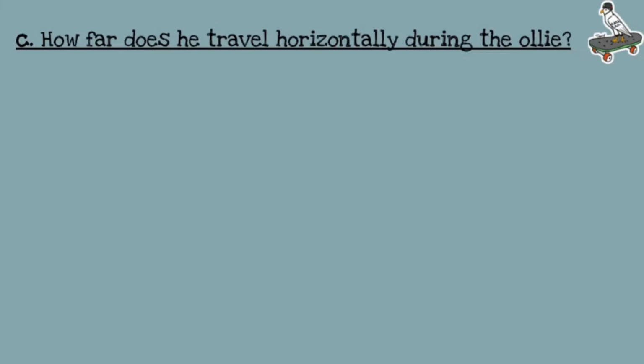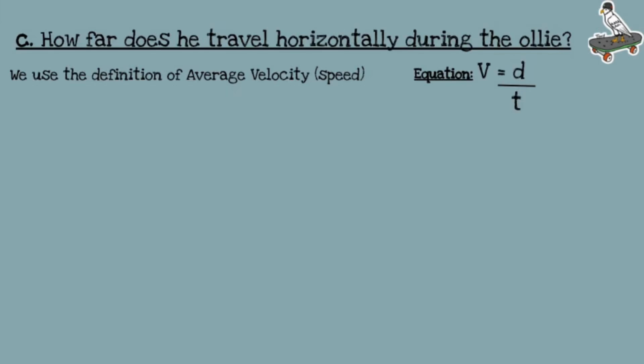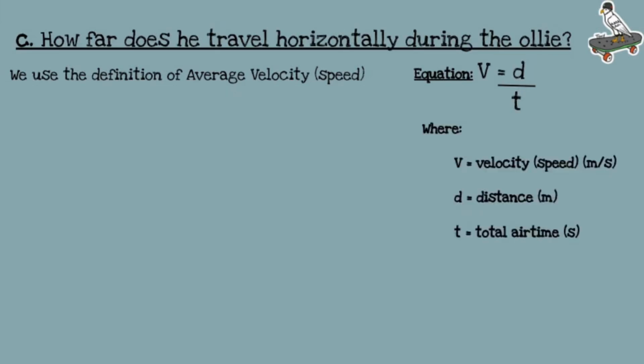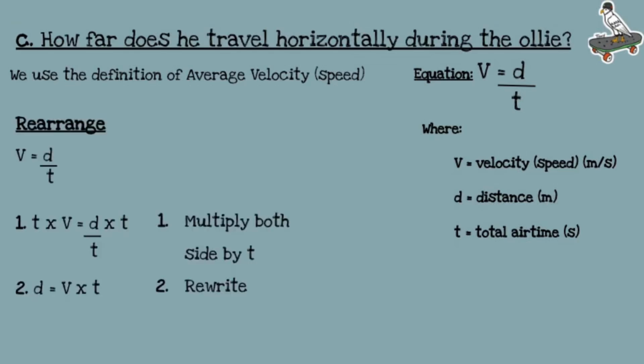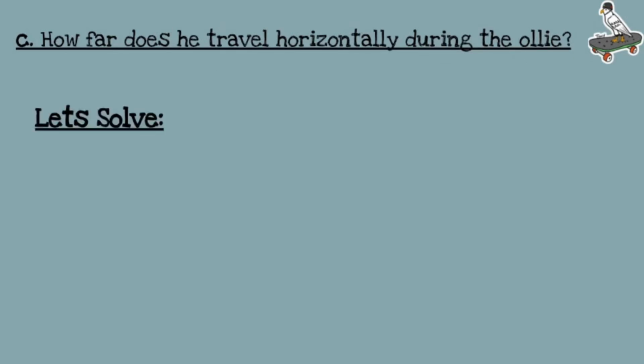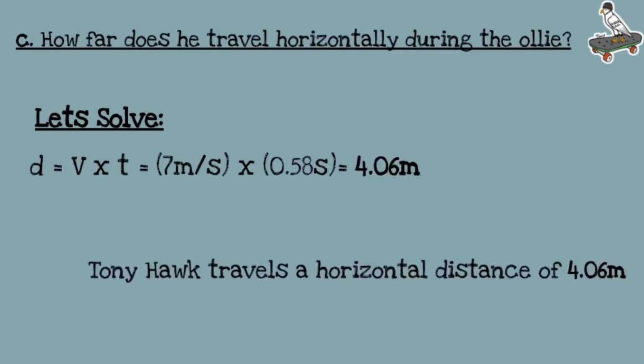Now we solve for how far he travels horizontally. To do that, we use the definition of average velocity, which is also known as speed. The equation for that is v equals d over t, where v is velocity or speed, d is distance in meters, and t is total air time. First, we rearrange our equation by multiplying both sides by t and rewriting it as d equals v times t. Next, we input our values for v and t. v is equal to 7 meters per second and t is equal to 0.58 seconds, which gives us a grand total of 4.06 meters. So Tony Hawk travels a horizontal distance of 4.06 meters.